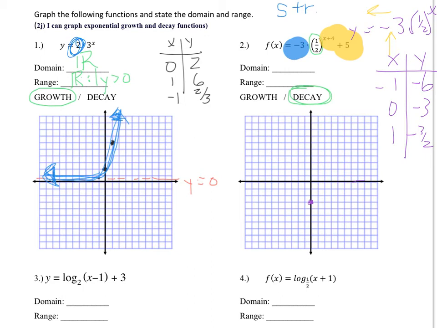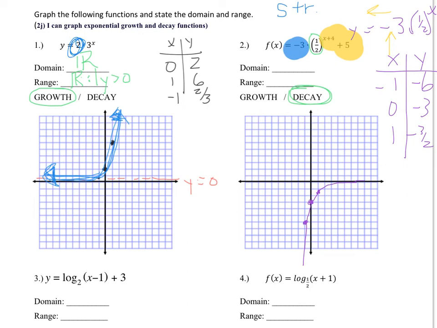0 across 3 down, 1 across 6 down, and 1 ahead, and -3/2. So we're looking at about right here. So our starting curve would look something like this. And now we have to do the shifting, which I've indicated in yellow, up and over.